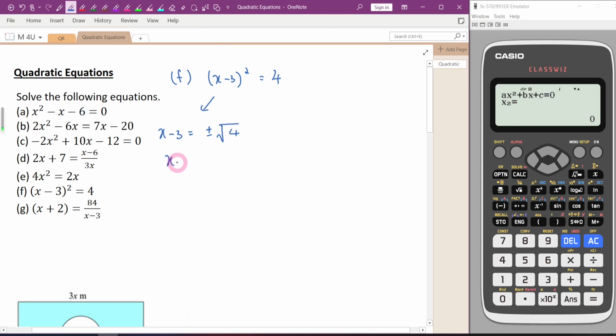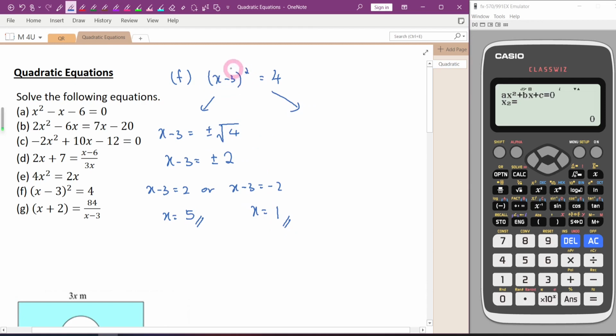Now, x minus 3 is equal to plus minus 2. So now I'm going to break it into 2 parts. X minus 3 is equal to 2, or x minus 3 is equal to negative 2. So x is equal to 2 plus 3, which is equal to 5. X is equal to negative 2 plus 3, which is equal to 1. We have 2 answers over here. If you don't want to do it this way, you can do it another way.